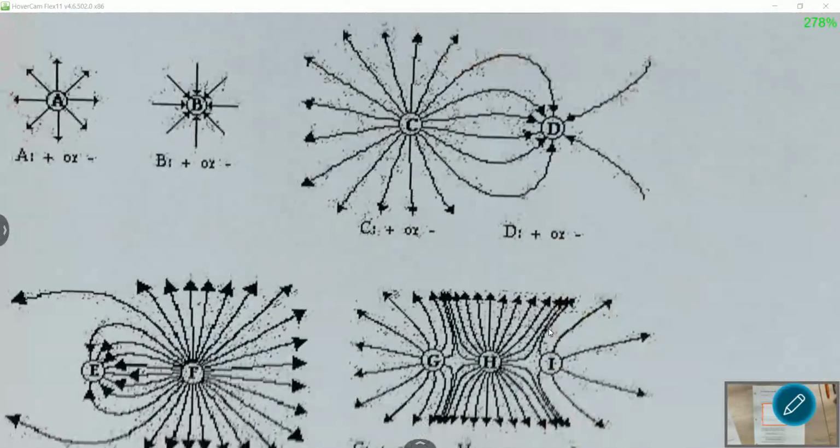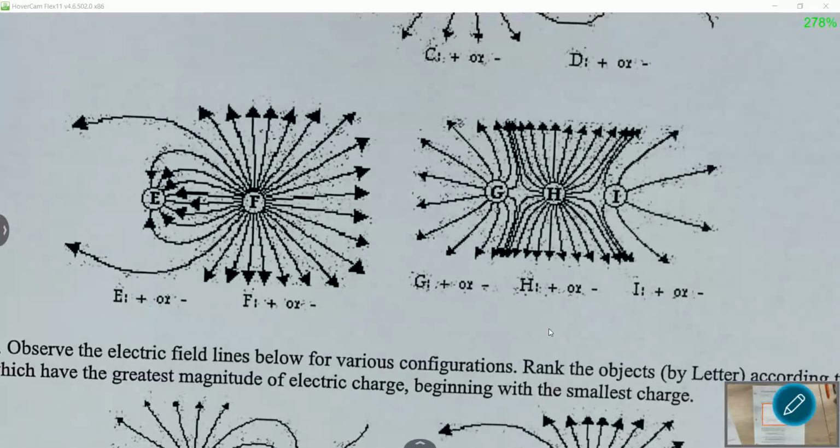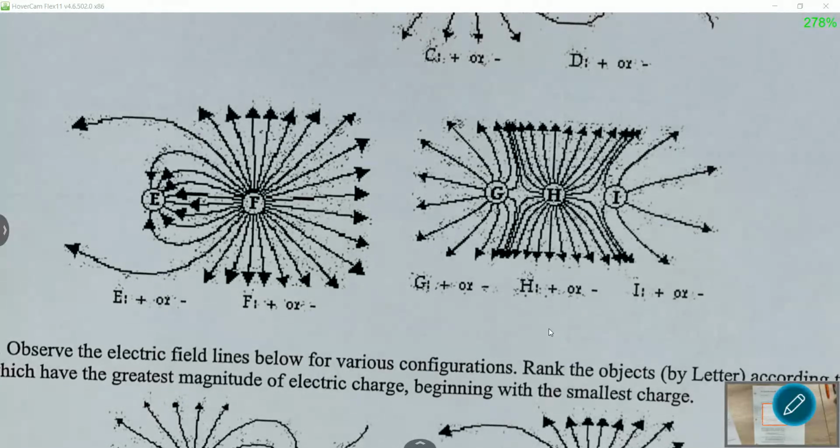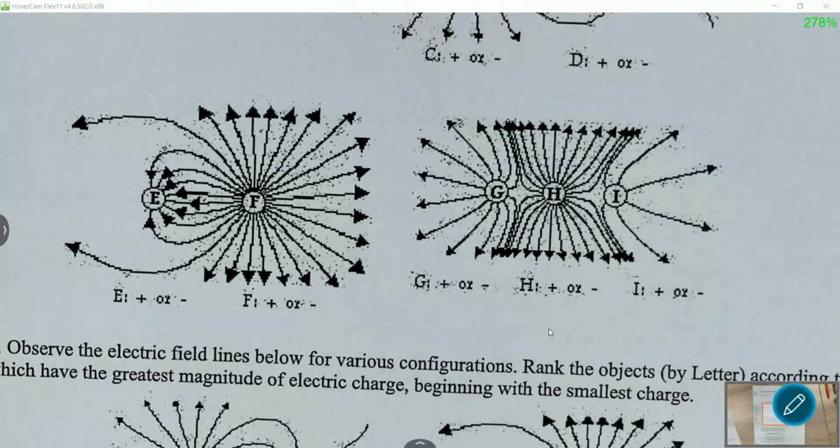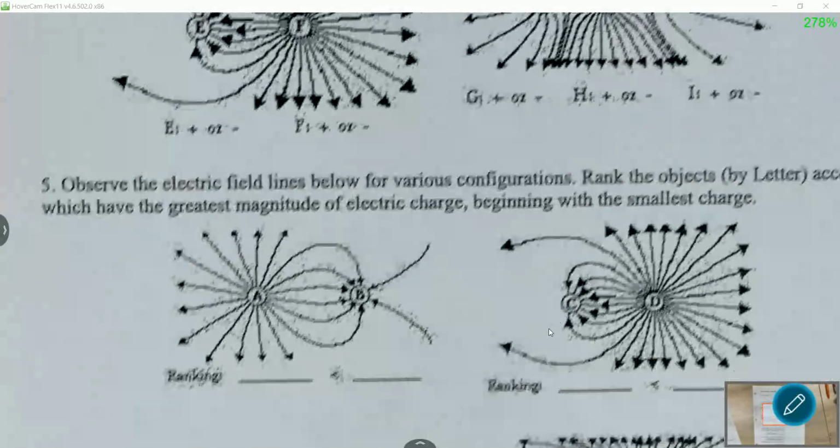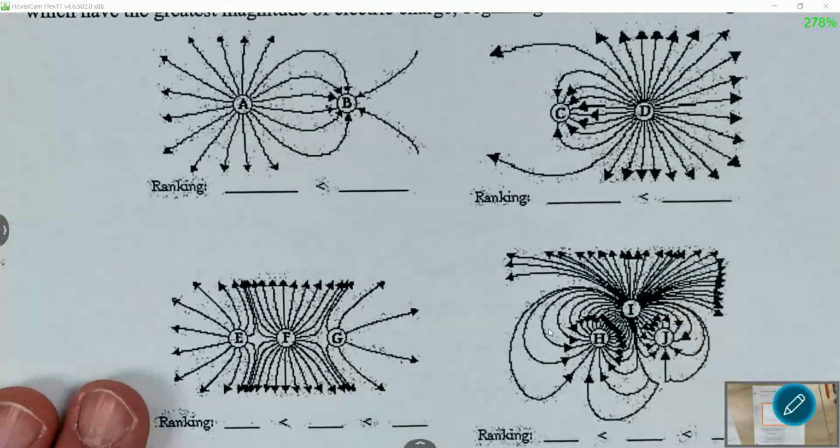There's an equation to calculate the strength of an electric field and the test charge involved with it. We're not going to get into that level right now. We're just going to deal with the simplicities.